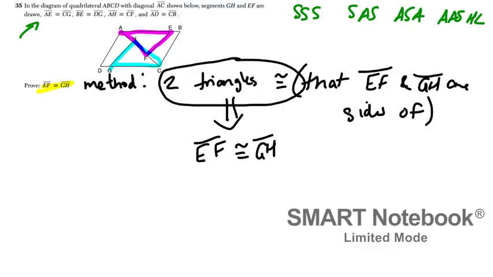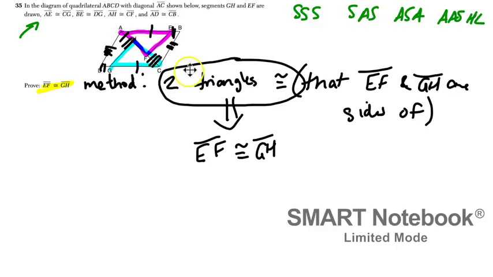All right, what do I know? I know that AE is congruent to CG. Beautiful, I've already got a side. I know that BE is congruent to DG. How will that come into play? I know that AH is congruent to CF. Okay, I might be able to come up with something there. And I know that AD, wow, is congruent to CB. Okay, so I've got a lot happening here.